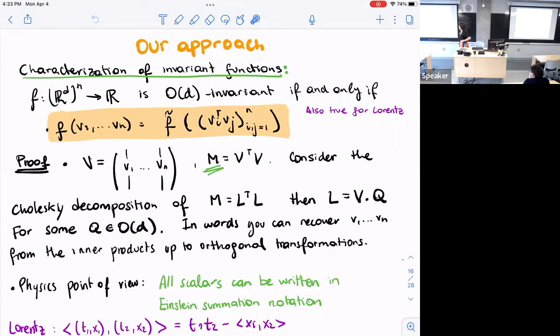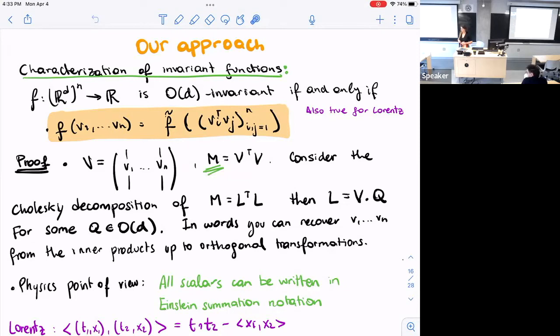That's a very simple idea. The idea is that if I have the pairwise inner products, I can find the vectors up to orthogonal transformations by doing something like the Cholesky decomposition, and the solution is unique up to orthogonal transformations.